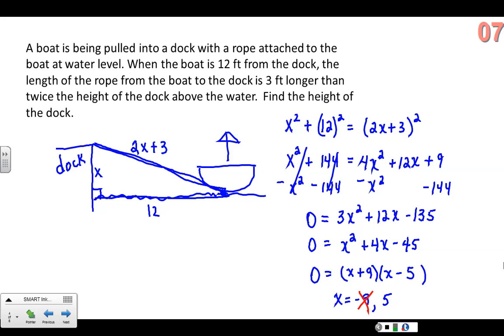Find the height of the dock. Well, actually, that's what we were looking for, x. So in this case, x would equal 5 feet. Now, if the question had asked us how long the rope is, then you would use the 5. You would say 2 times 5 is 10, plus 3 is 13. But in this case, 5 is what we were needing. So that's another application of the Pythagorean theorem.